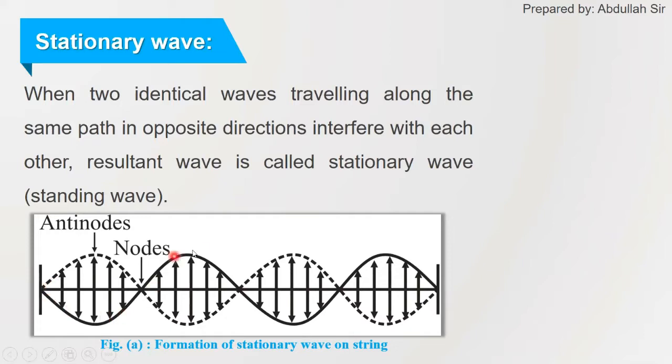So first there is one wave, which is the solid line. This wave is traveling in a medium in one direction, and after hitting this rigid wall it is reflecting back, and this reflected wave and this incident wave are superimposed with each other, and due to this we will get a stationary wave.